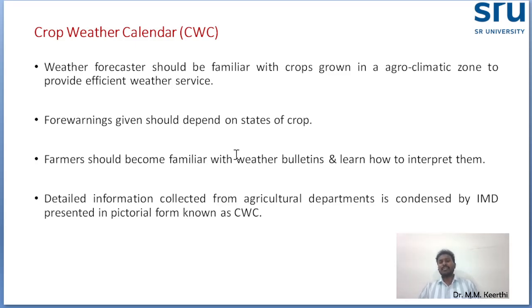This crop weather calendar is crop wise, a separate calendar will be there. For example, cotton has a separate crop weather calendar, paddy has a separate weather calendar. From sowing up to harvesting, phenological stage wise, in this stage this temperature will be there, and the humidity will be there. So what pesticides are possible, how to manage, every detail will be there in one weather calendar itself.